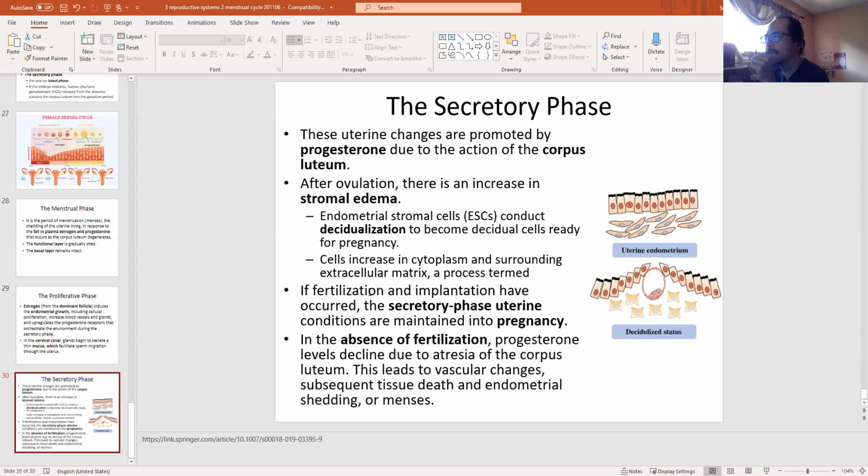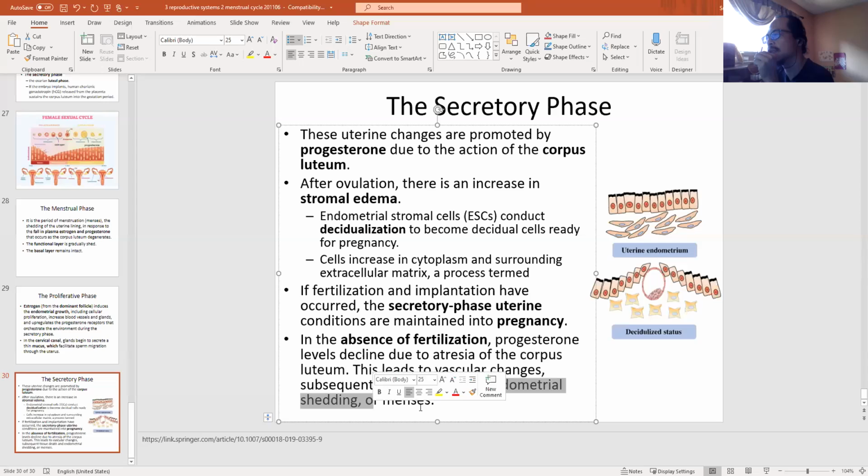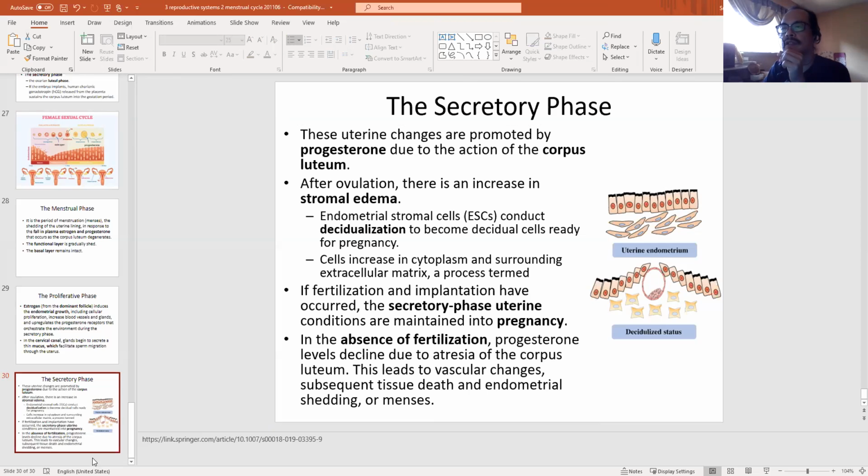If there is a fertilization and implantation, then the secretory phase will continue. If there is not, then because the corpus luteum degenerates, there is no progesterone support, and this tissue will degenerate and die, with endometrial shedding leading to the menses. So that's that. All right, so that ends it.